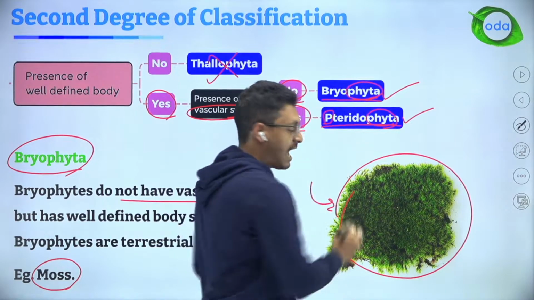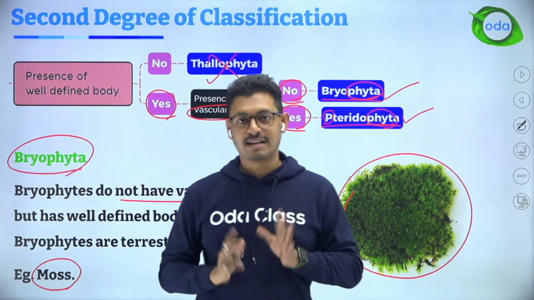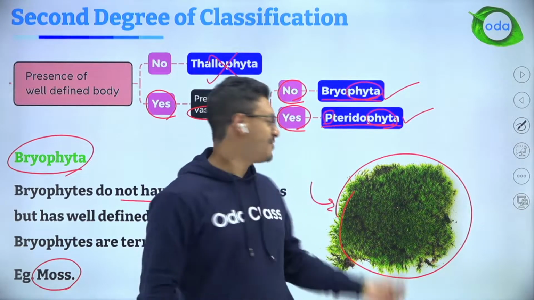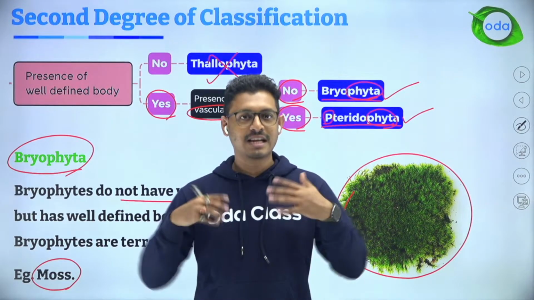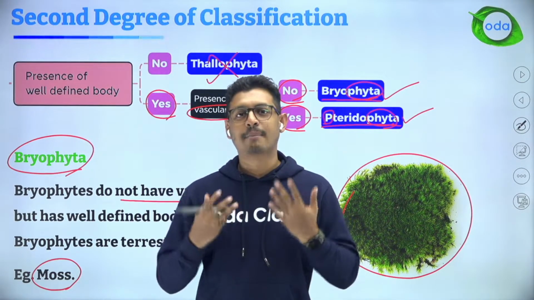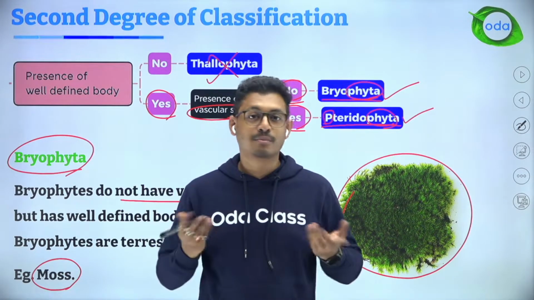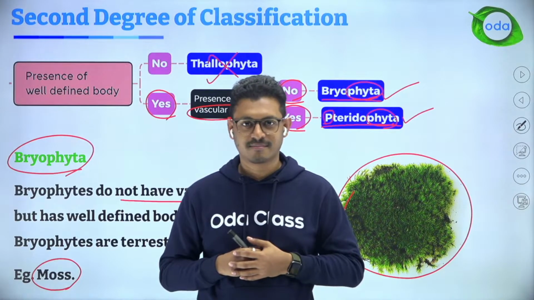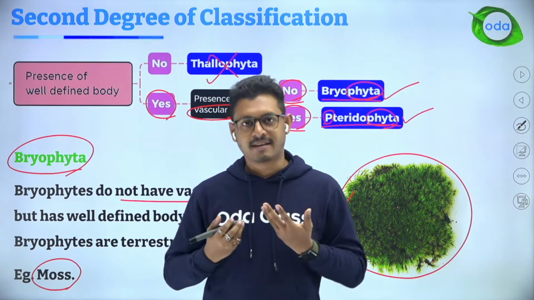They have proper body definition, but do not have a vascular system. One of the reasons why, if you notice, moss doesn't really grow very large, because when you grow very large against gravity, you need a vascular system to create the capillary effect so that you can carry things against gravity. Otherwise, your body just cannot carry such a heavy material like water against gravity.